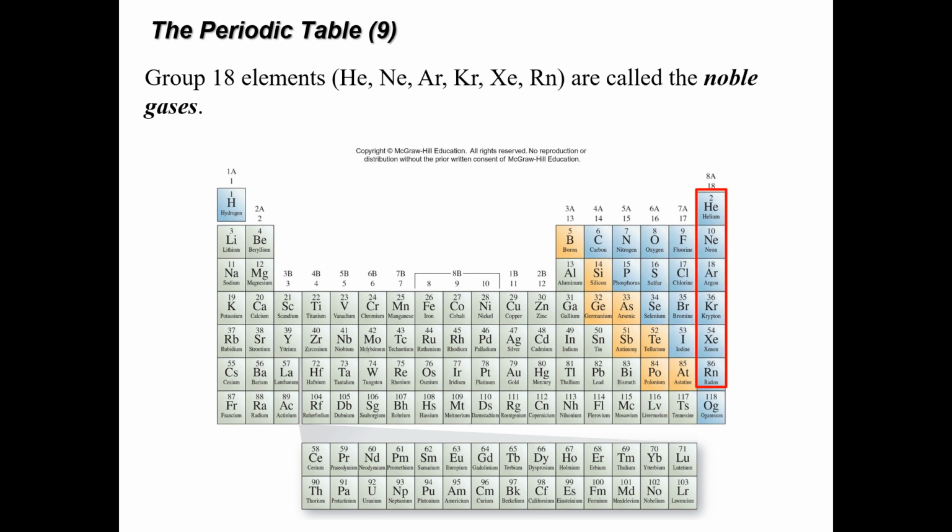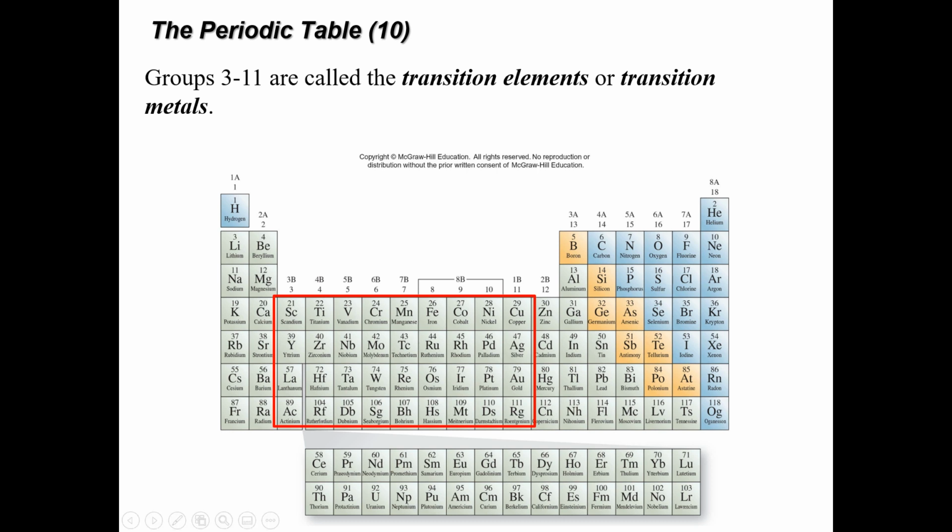You see each group and the elements in it. The noble gases are helium, neon, argon, krypton, xenon, radon. So these are the groups in the periodic table. And then you see the middle group, we call them transition elements or transition metals.